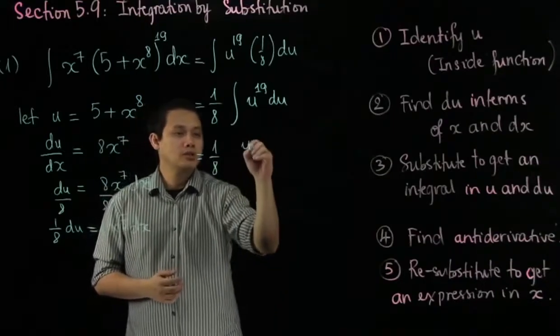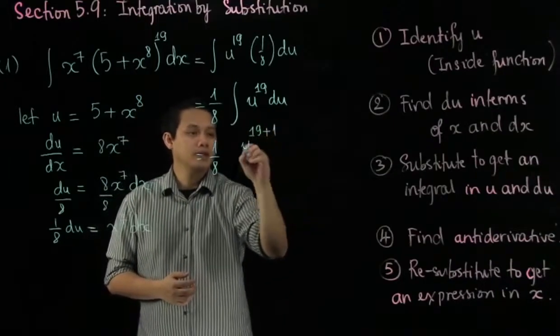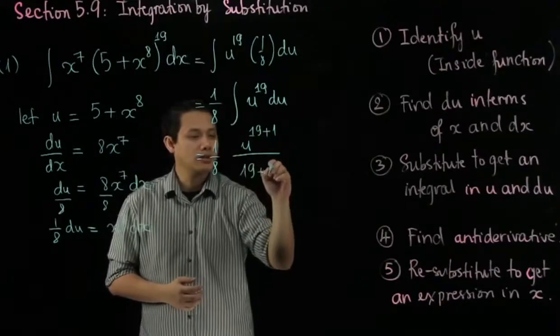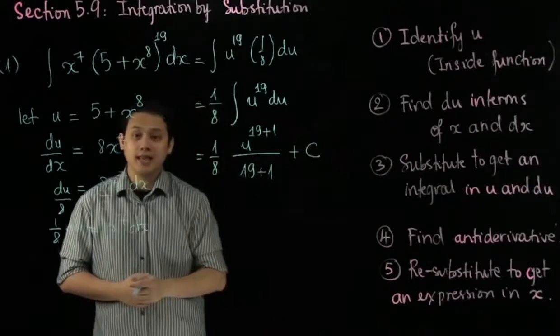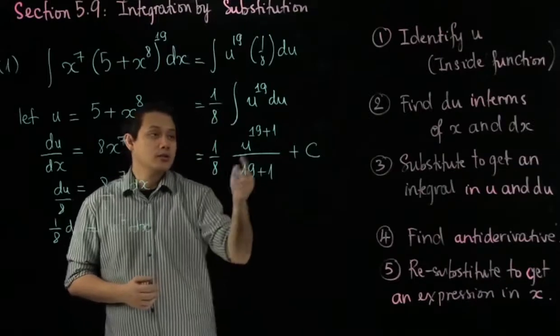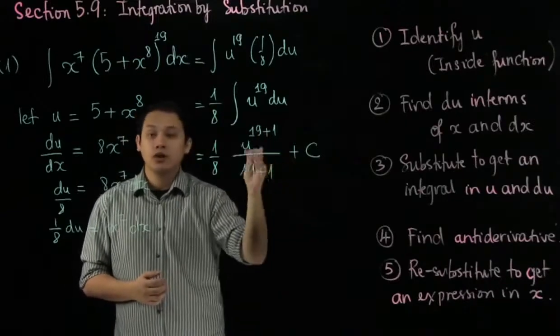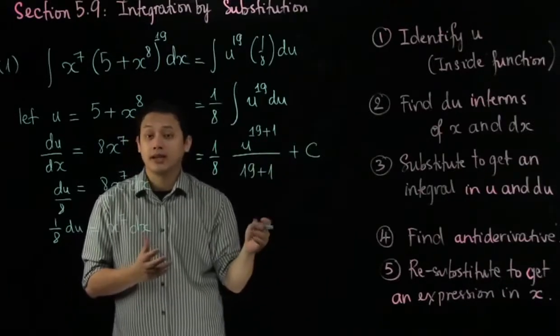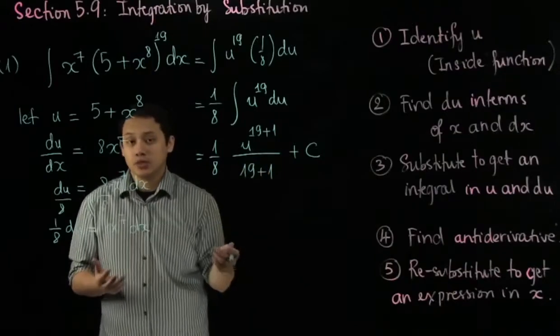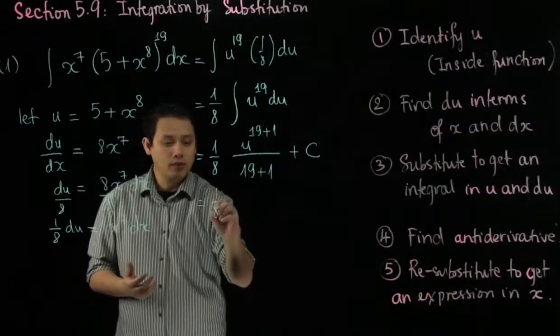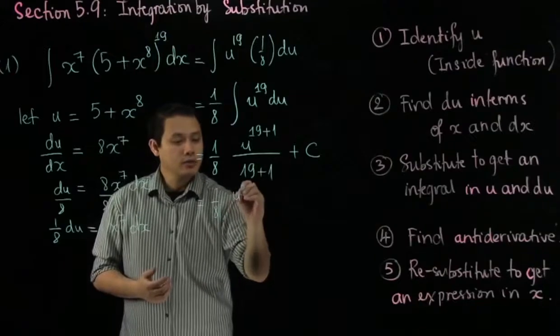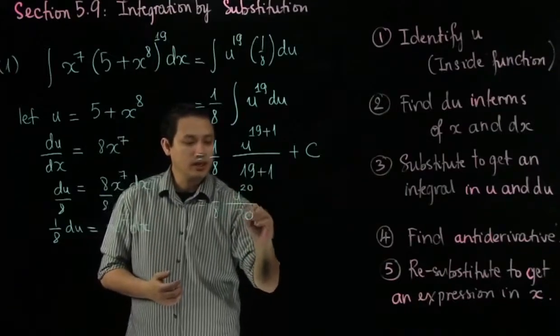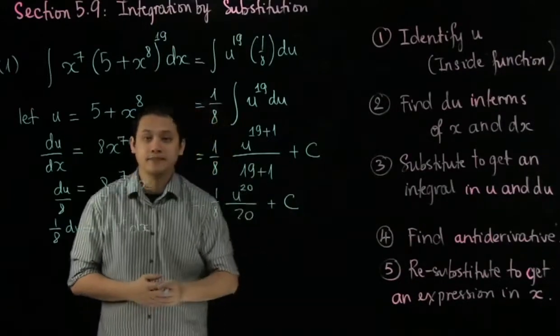Power rule of that is u to the 19 plus 1 divided by 19 plus 1. And don't forget to add plus c at the end. So either you can leave it here or you can simplify a little bit to make it look nice. So 19 plus 1 is 20. So you have 1 over 8 times u to the 20 divided by 20 plus the constant c.